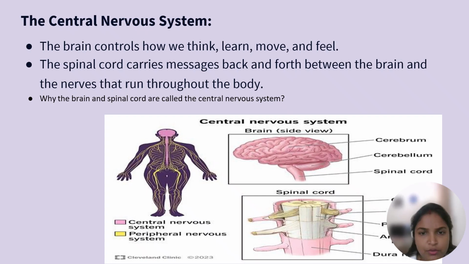Now tell me, one question is here: why are the brain and the spinal cord called the central nervous system?